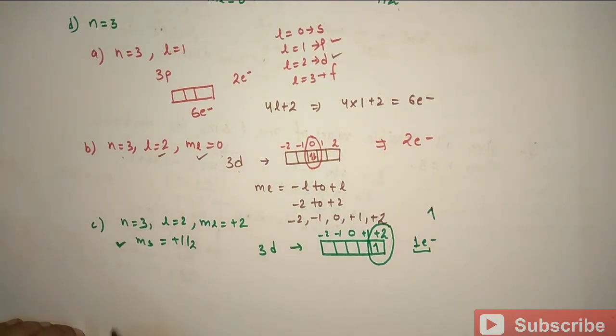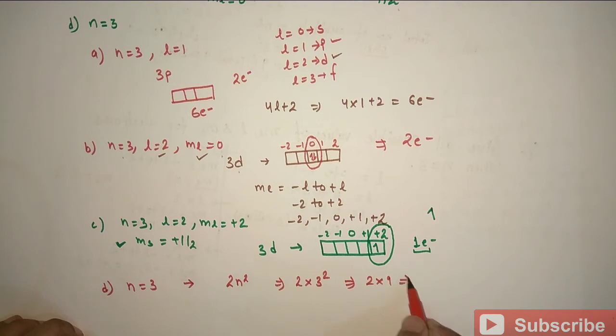Now in the last part, when n is equal to 3, how many electrons are present in this third energy level? I have already given you the formula that the total number of electrons in any energy level or shell is given as 2n squared. So here n is equal to 3, so 2 into 3 squared, which comes out to be 2 into 9, that is 18 electrons.